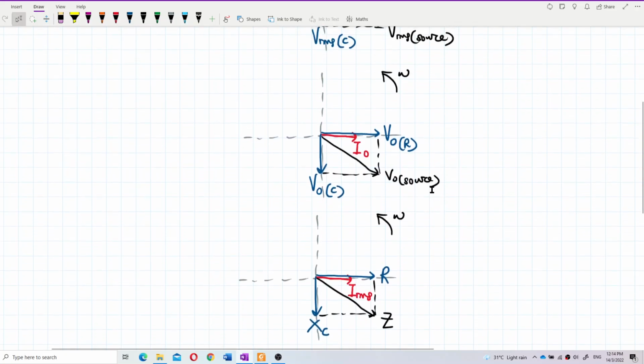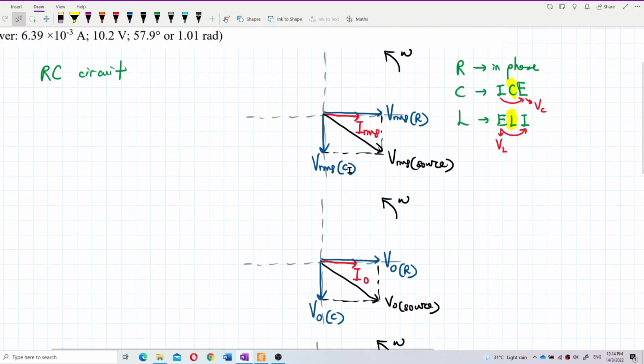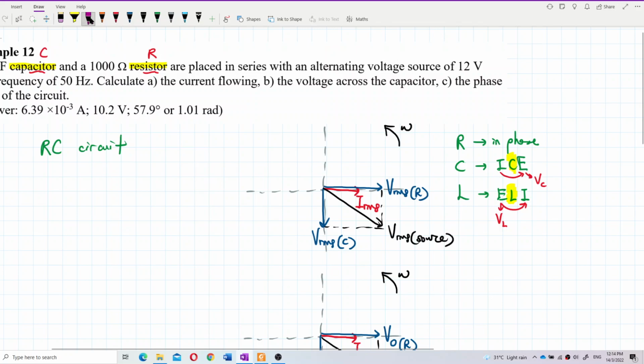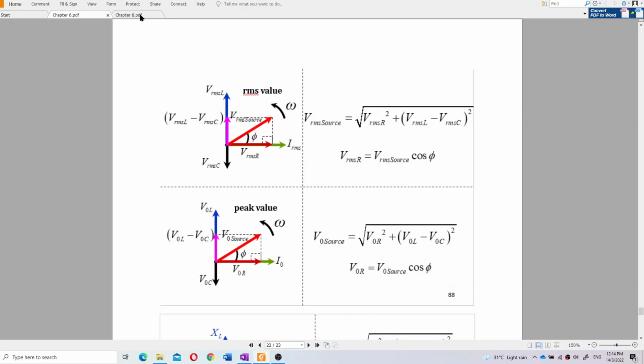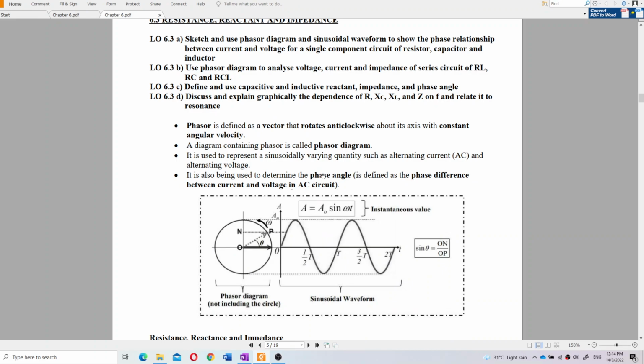For all of these, you can also find the phase angle, which is phi. What is the phase angle? If you look at the notes, the phase angle is the phase difference between current and voltage, between I and V, where this voltage is V source. That is the phase angle, phi.